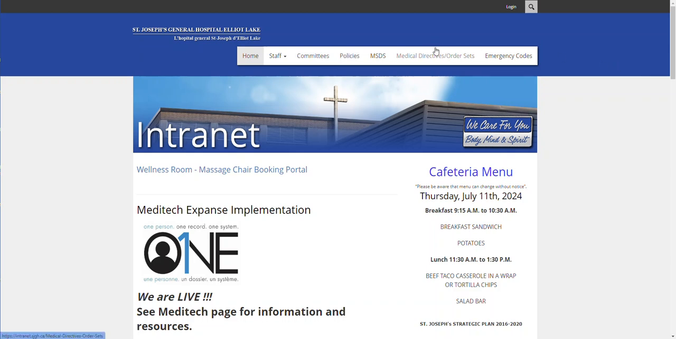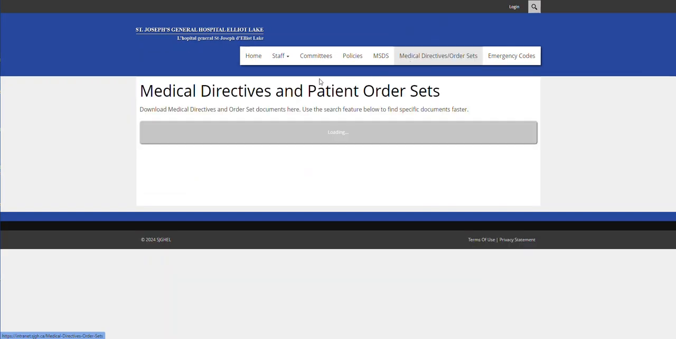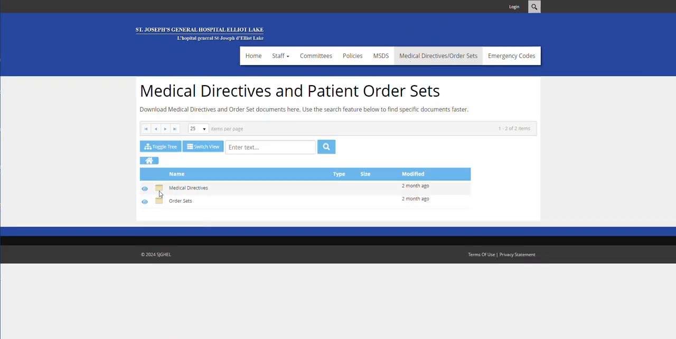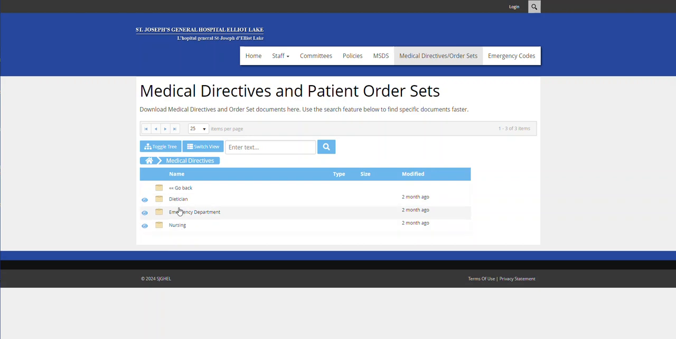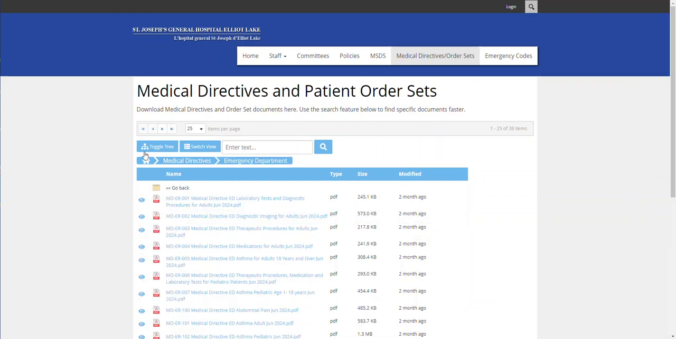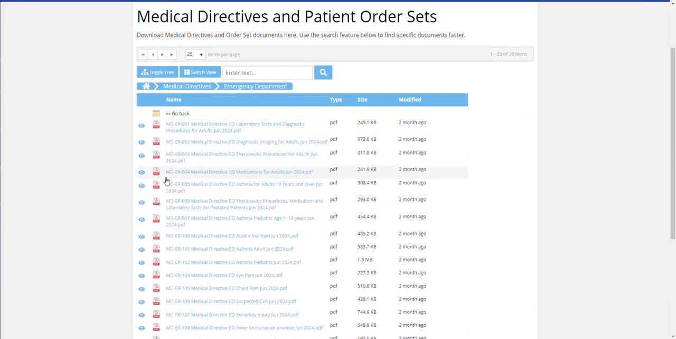So I wanted to clarify emergency directives, just to make sure everybody understands clearly what they are about and how to use them. If you go to the intranet, they're here. You get a binder on the unit, but they're also on the intranet under medical directives. You select your medical directives folder and then emergency department, and that's where all your ED medical directives are.